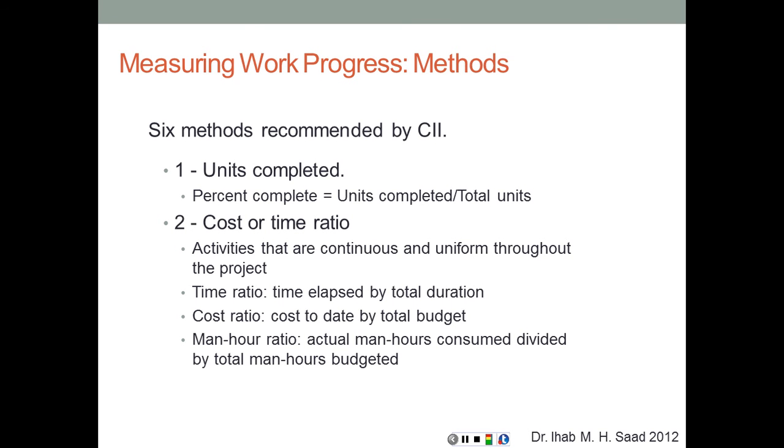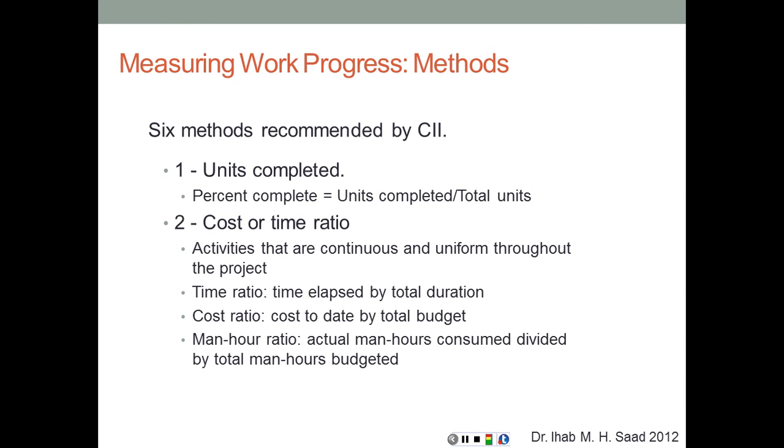Method number 2 is cost or time ratio. Activities that are continuous and uniform throughout the project. Time ratio is going to be time elapsed divided by total duration. So if I had an activity with a duration of 10 days and 6 days have elapsed, then that activity is 60% complete. And similarly, measuring by cost. If I estimated a cost for this activity as $10,000 and I have spent $4,000, then this activity is 40% complete. So it's cost to date divided by total budget.